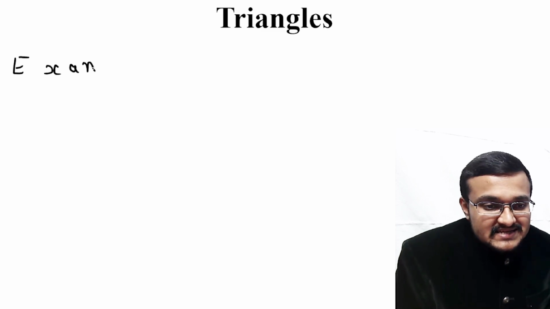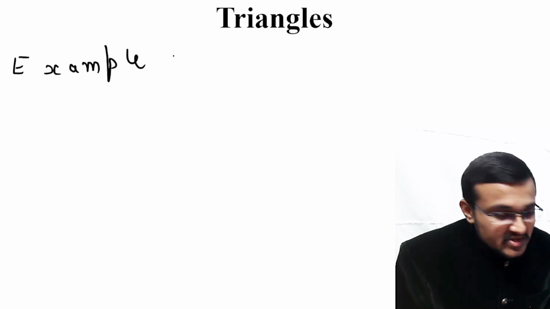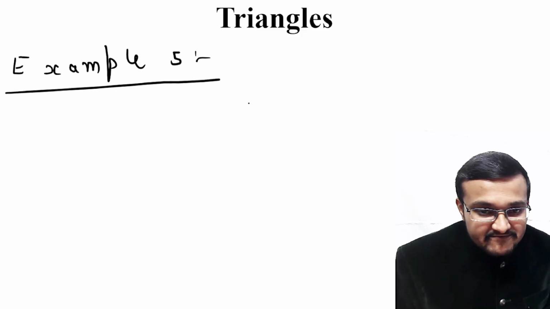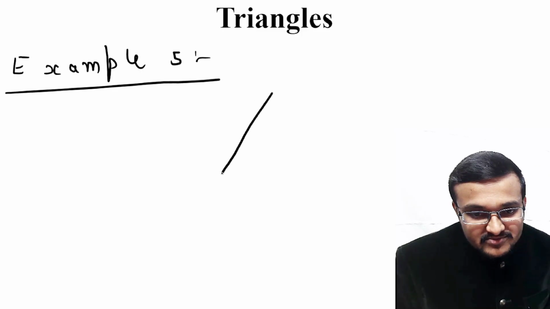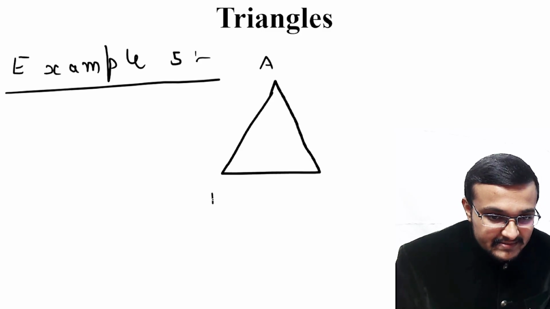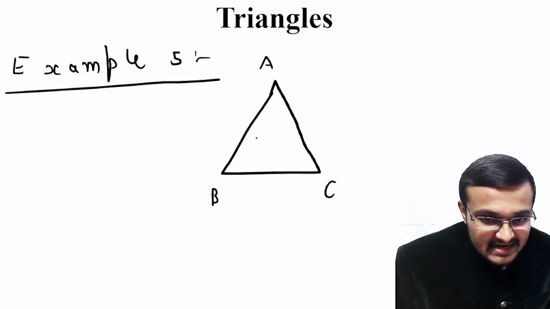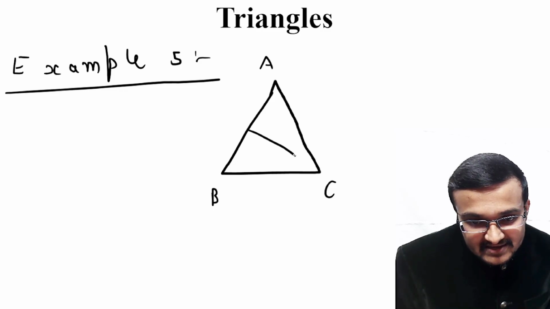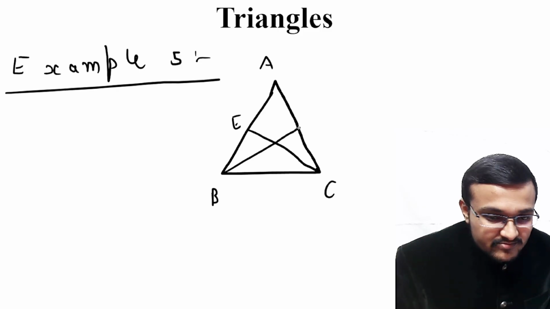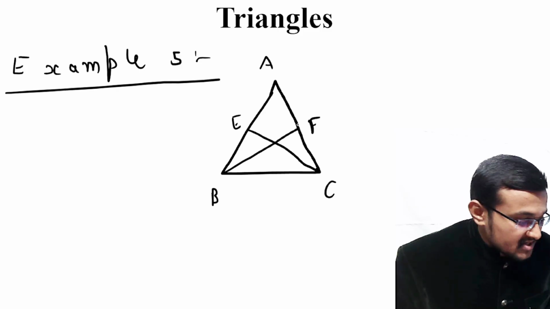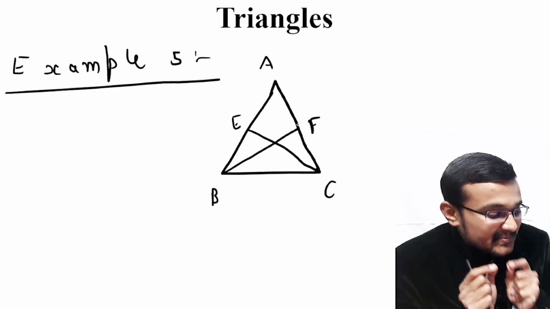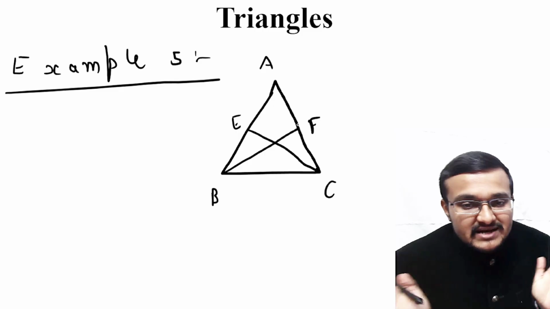Now we look into the next example in this section, that is example 5. In example 5 also they have given one figure, so let me draw that particular figure here. You have triangle ABC and there is a line CE and there is one more line BF, like this. Now E and F are respectively the midpoints of equal sides AB and AC.